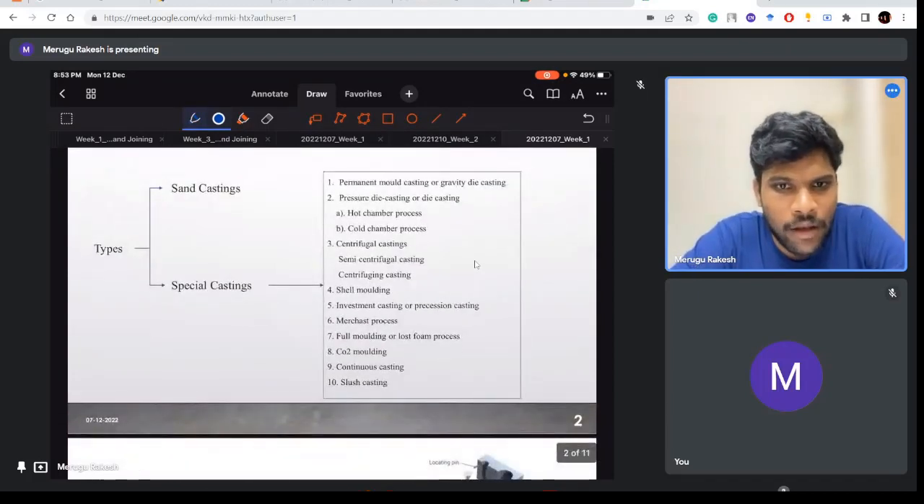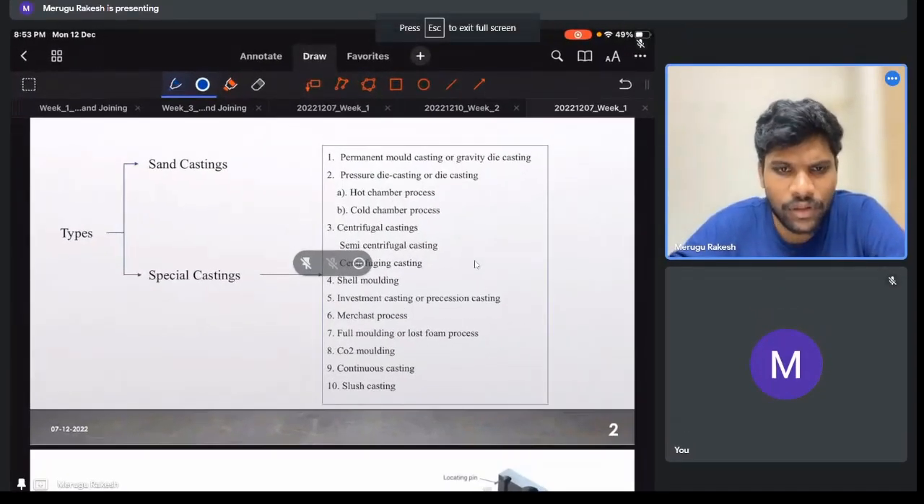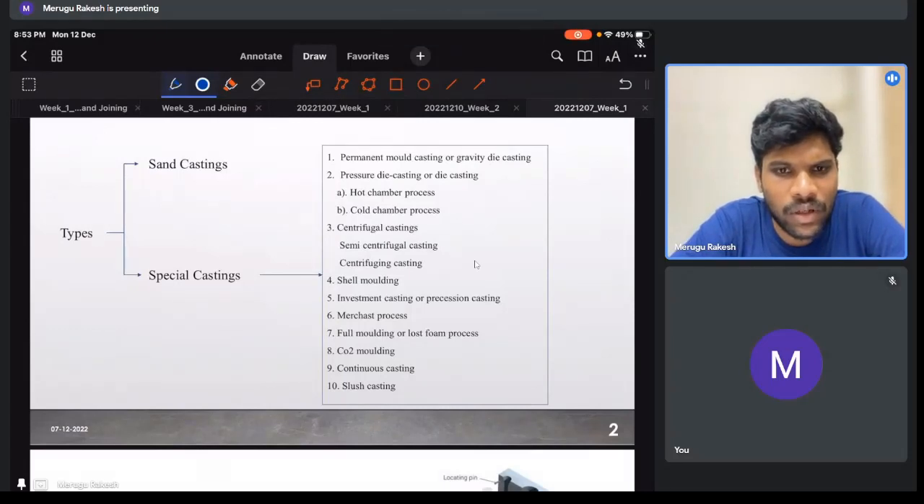As you can see, there are two types of castings broadly divided. One is the sand casting, and the other is the special types of castings. This main division is based upon the types of casting and the complexity involved in making the casting product. Sand casting is very well known to you. I don't have to explain much.